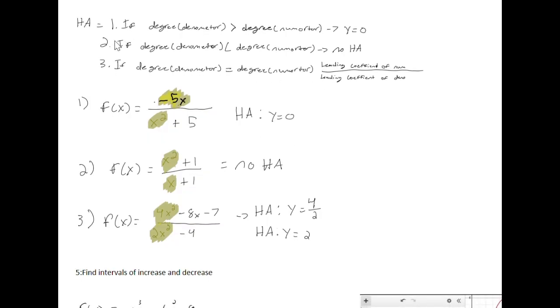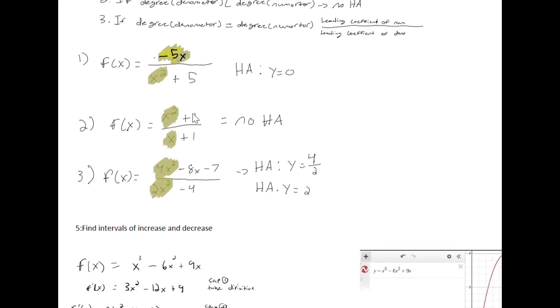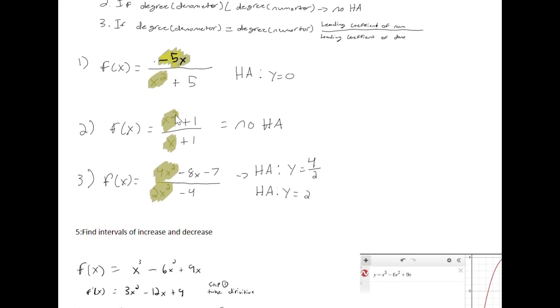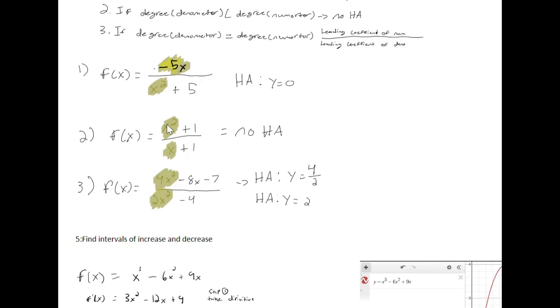Now we move to our second option. If the degree of the denominator is less than the degree of the numerator, then there would be no horizontal asymptote. Here we can see that x to the power of 2, meaning the degree is 2, and x to the power of 1, as I said before, we assume there's 1 here. So the numerator has a larger degree than the denominator, meaning that there is no horizontal asymptote.